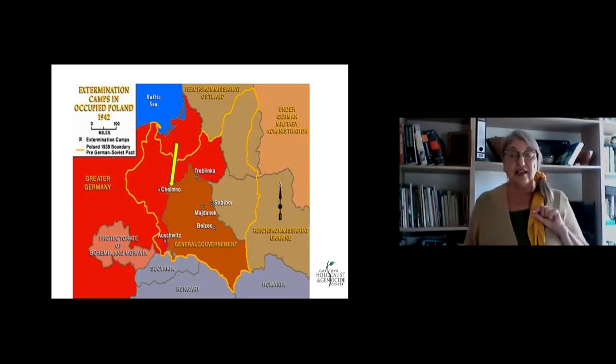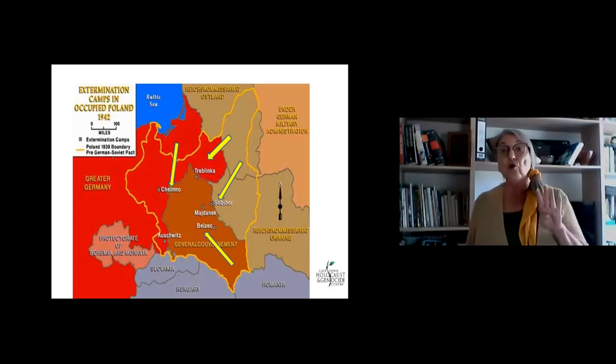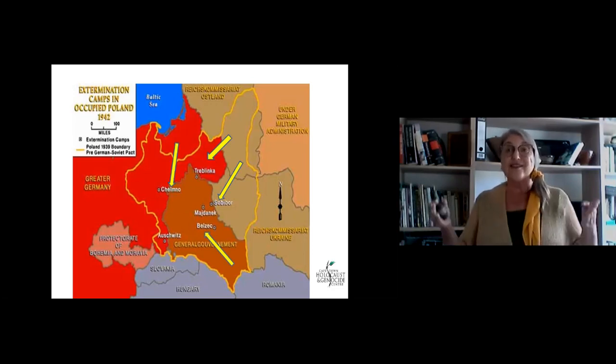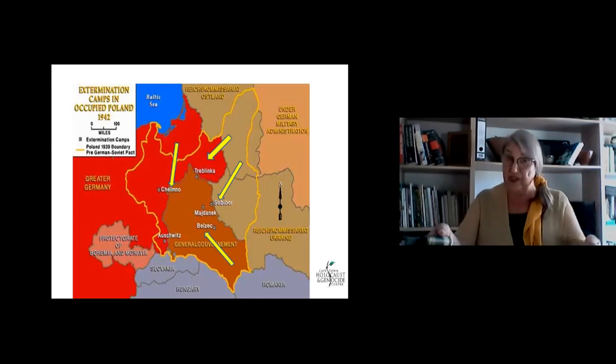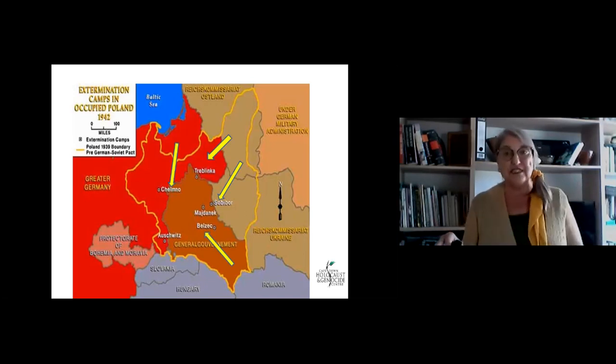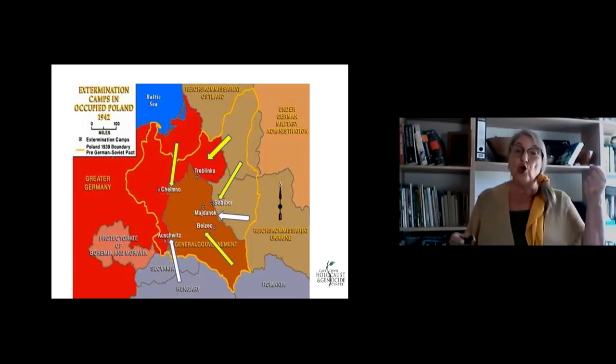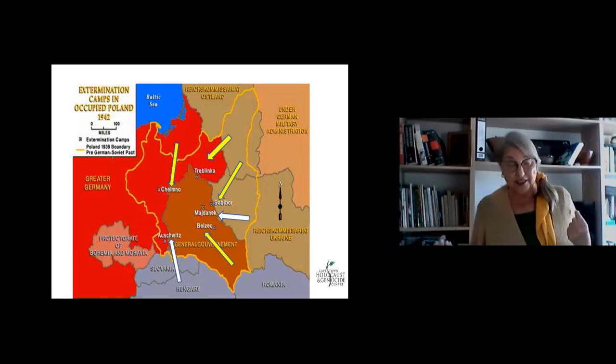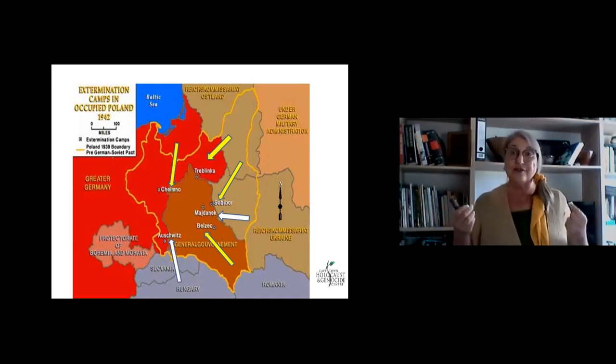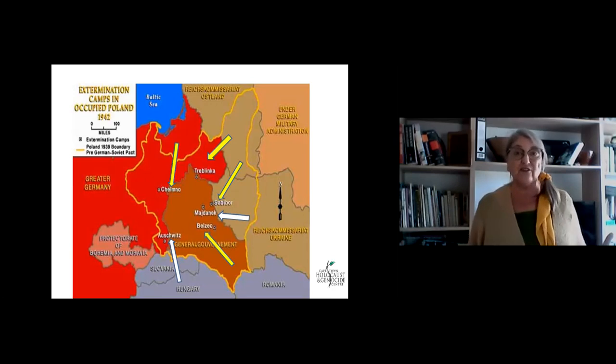So let's look at these camps. You have Chełmno, Treblinka, Sobibor, and Belzec. Those 4 camps were just, if you went there, you died immediately. You died virtually on arrival. Majdanek and Auschwitz were labor and death camps, so you could survive. You could survive. How did they get the Jews there, and what did they tell the Jews?